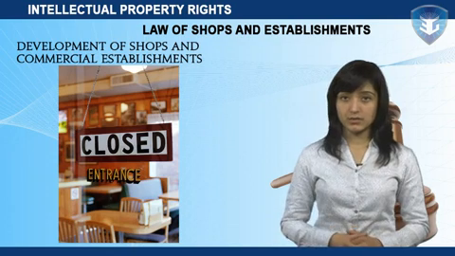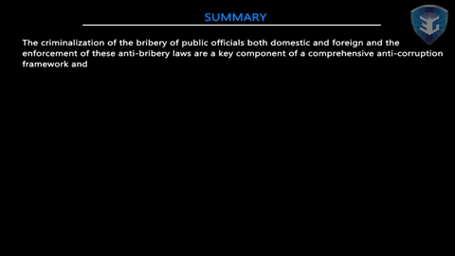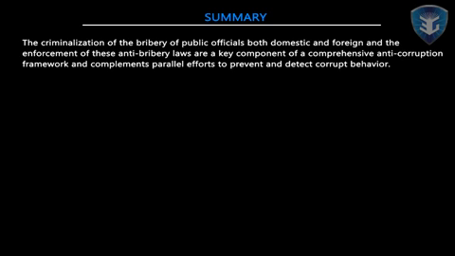Now, in the end, let us summarize what we have learnt in this lecture. The criminalization of the bribery of public officials, both domestic and foreign, and the enforcement of these anti-bribery laws are a key component of a comprehensive anti-corruption framework and complement parallel efforts to prevent and detect corrupt behavior.